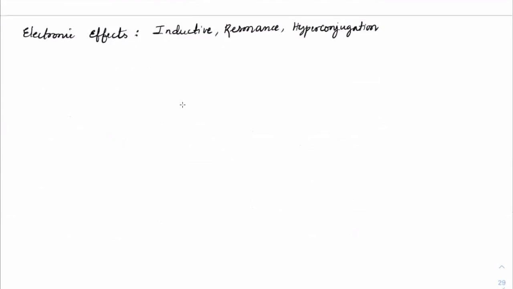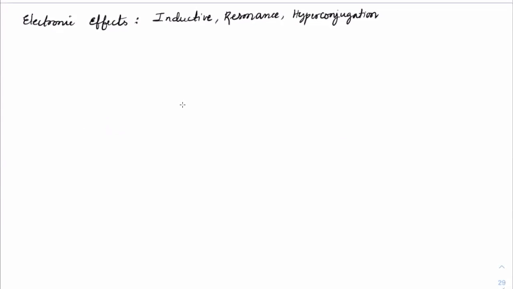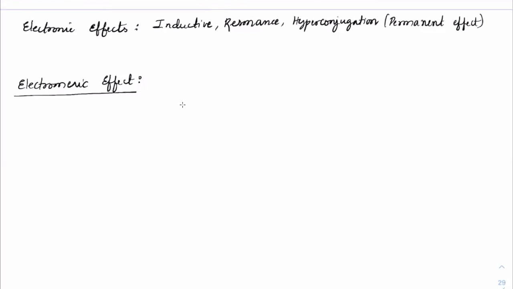But there is one effect which is temporary and only happens in multiple bonds. This type of effect is called electromeric effect. The first point: it is a temporary effect. Second point: it is usually seen in multiple bonds, which means when you have a double bond or a triple bond.